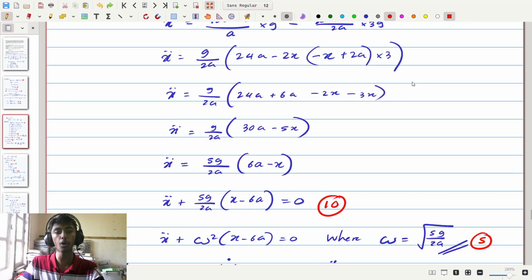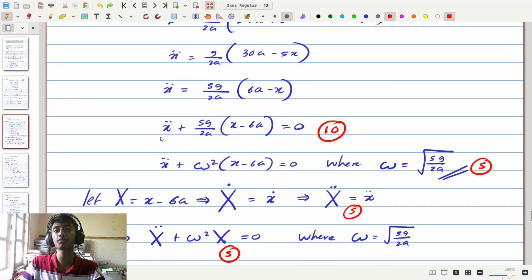Now after this, when you solve it, simplify down, and you get to the format that you wanted, which is x double dot plus something times x minus 6a equals 0, you get 10 marks. When you identify that this something should be omega squared, in which case omega is going to be equal to the square root of 5g over 2a, you get another 5 marks.